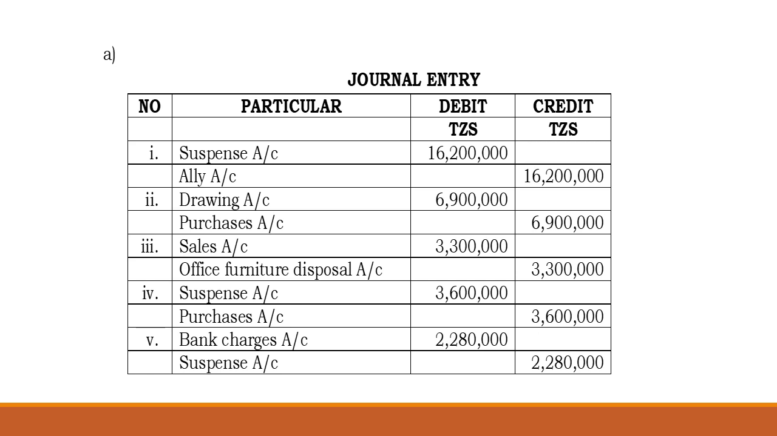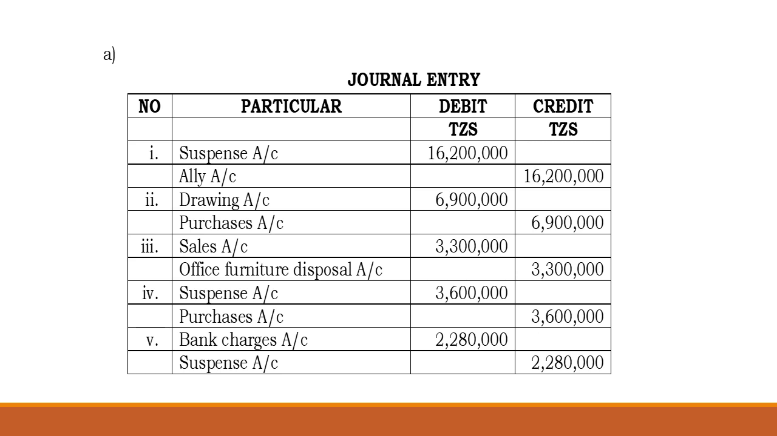But the error was made on one side, therefore the corresponding account will be a suspense account. So we debit suspense account with the 16,200,000 and credit Ali account 16,200,000.